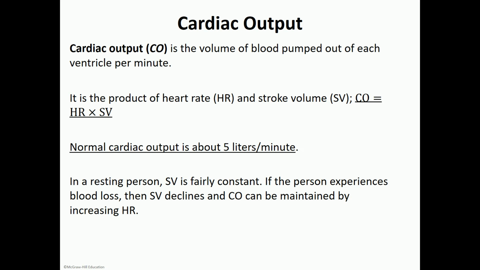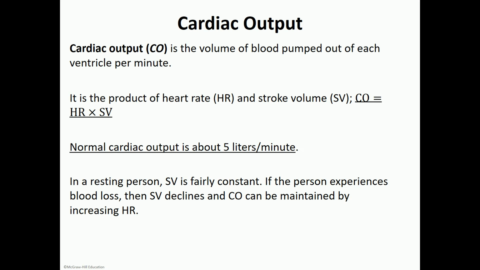By definition, the cardiac output is the amount of blood that the heart is going to pump out of each ventricle per minute. And again, you want to be able to calculate it by multiplying the heart rate times the stroke volume. Under normal conditions, the cardiac output on average is about 5 liters per minute.